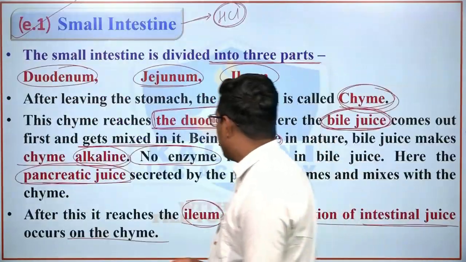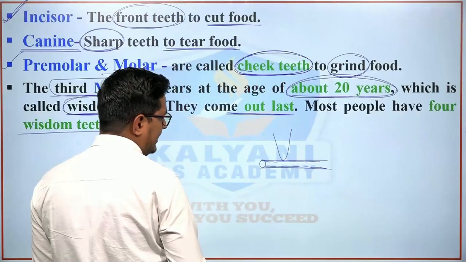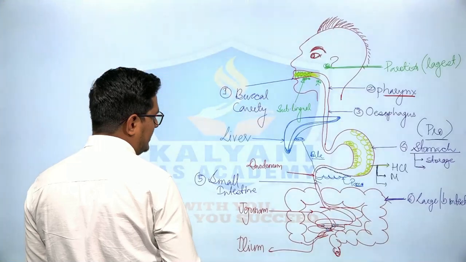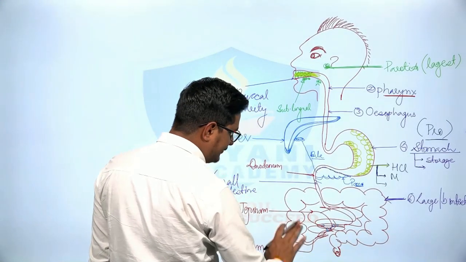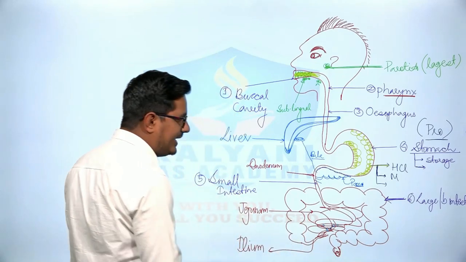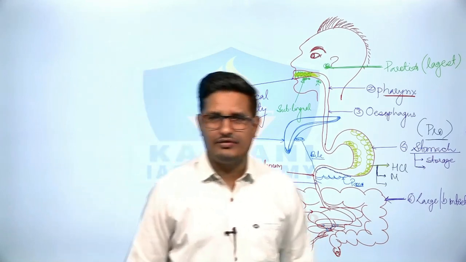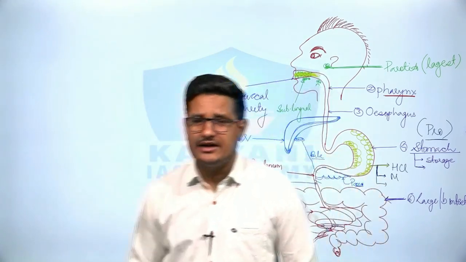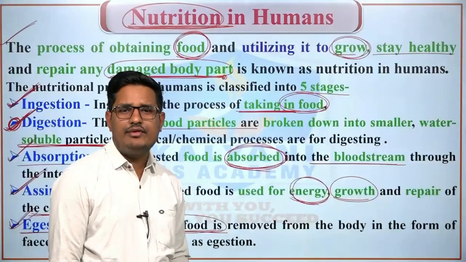So in this way we have studied the process of digestion in human body, right? Here is the diagram so that you could remember easily, right? तो इस तरीके से जो anus है, यहाँ से जो food है वो बाहर निकल जाता है, right? So we have studied the process of digestion in human body, right?